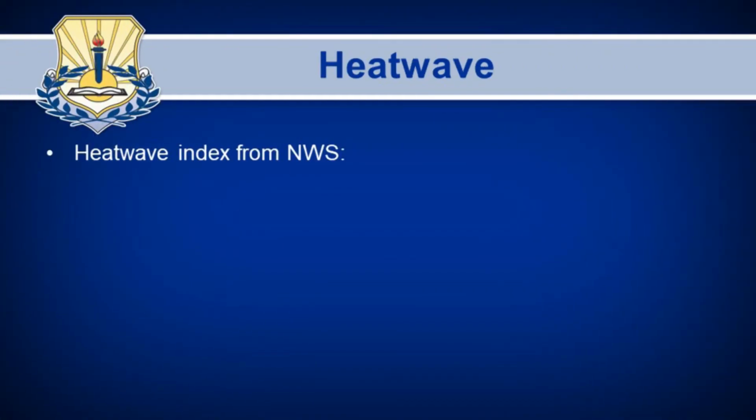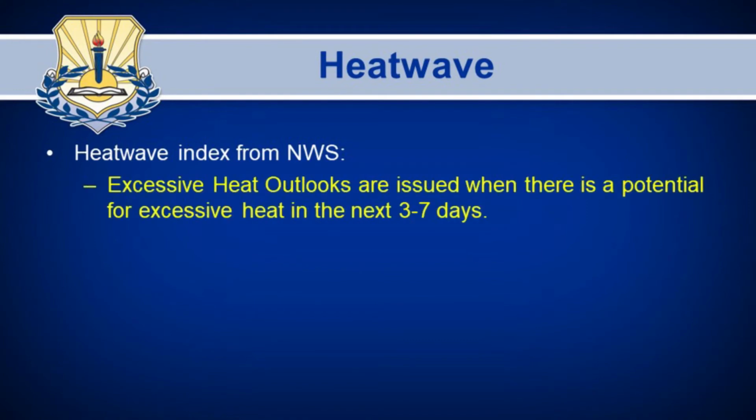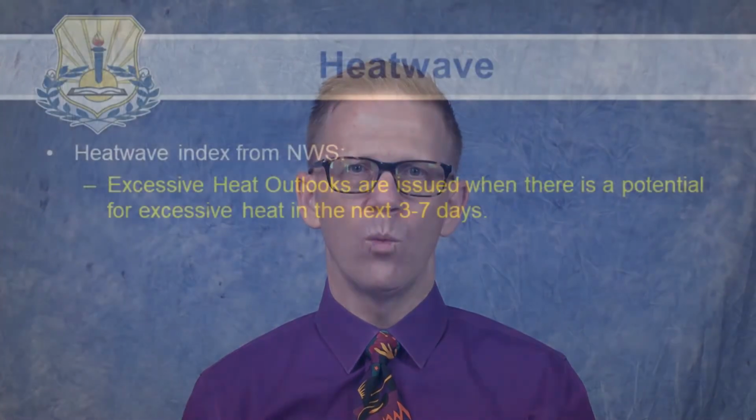Furthermore, with heat waves, you look at the heat wave index from the National Weather Service, NWS, and the excessive heat outlooks are going to be issued when there is a potential for excessive heat within the next 3 to 7 days. And the National Weather Service has come a long way since that heat wave that we've had here in Chicago, with being able to predict these heat waves, identifying how long they may last, and even predicting what time of day is going to be the worst.